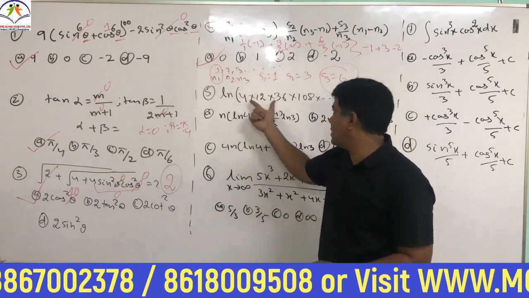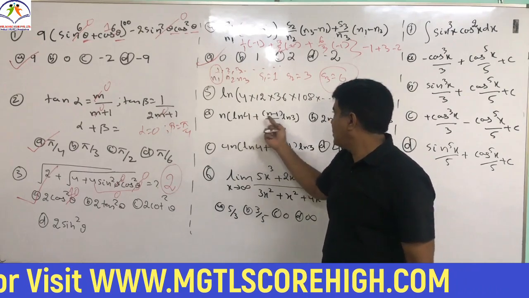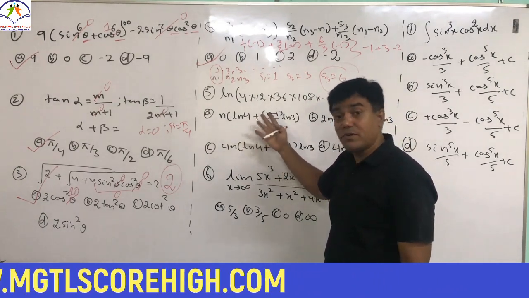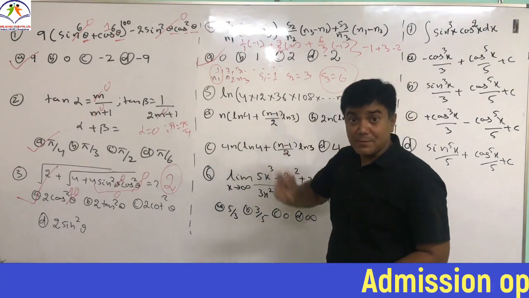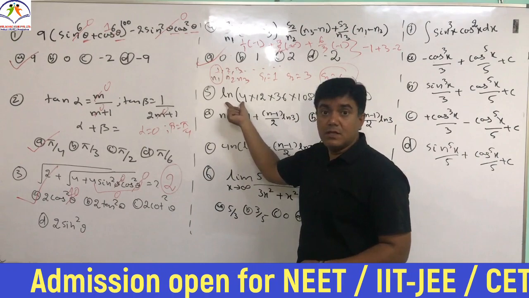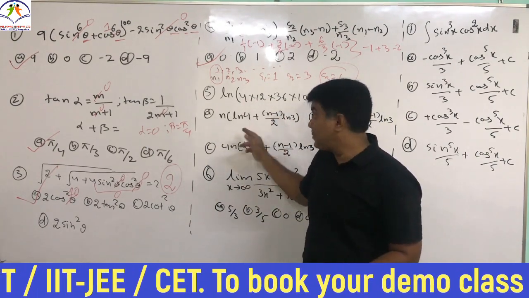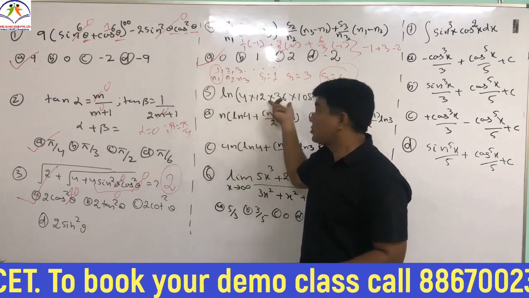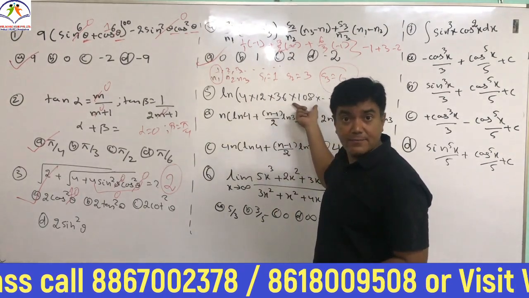They have told that these all are in AP. That means, in your options, if you see the n value, there is nothing like n1, n2, n3, just one homogeneous n you can see. That means, if I put n as 1, I should get the first term. If I put n as 2, I should get the second term, ln 12. If I put n as 3, I should get ln 36. If I put n as 4, ln 108.